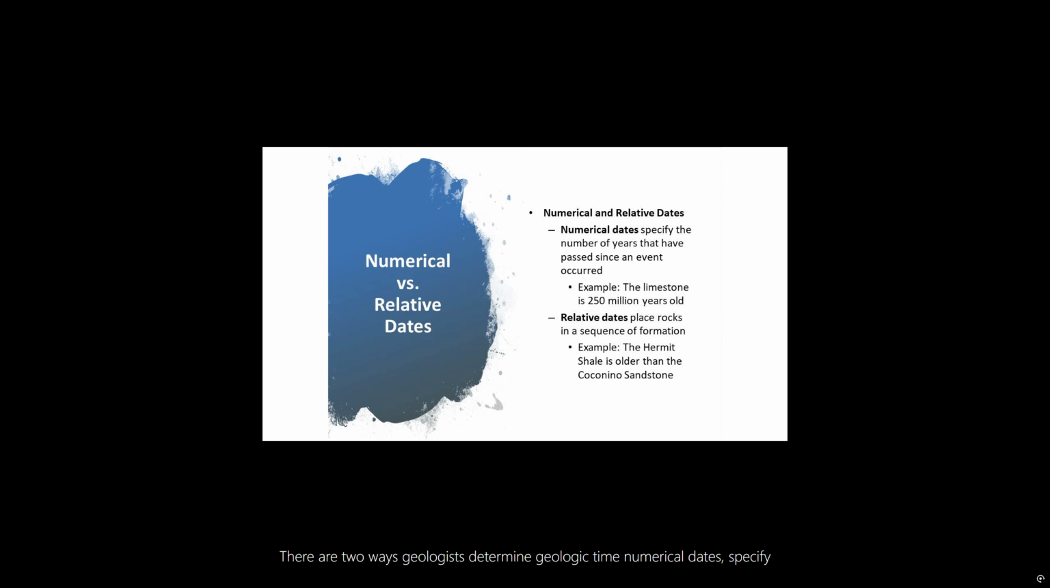There are two ways geologists determine geologic time. Numerical dates specify the number of years that have passed since an event occurred. For example, the limestone is 250 million years old. Relative dates place rocks in a sequence of formation. For example, the Hermit Shale is older than the Coconino Sandstone.